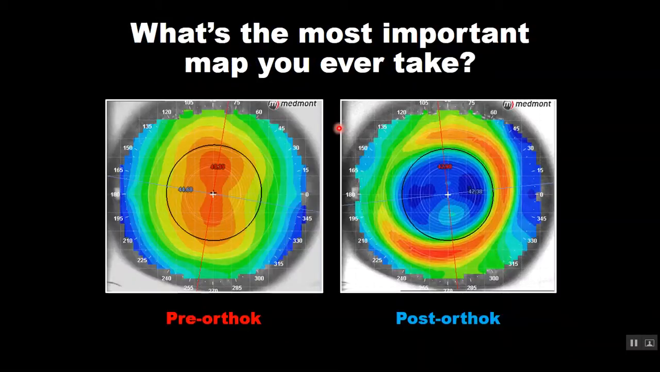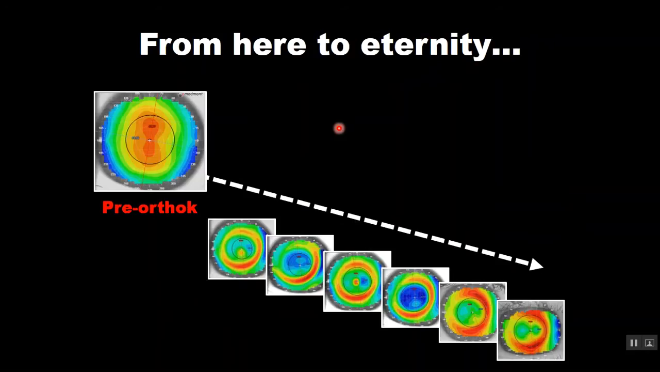Now, a question that you might ask is, what's the most important topography that we take? Is it the pre-Ortho-K map or the post-Ortho-K map? And consider that we will never have another baseline again. Once we begin a patient in Ortho-K treatment, they have an altered corneal shape. And that corneal shape may have some fluctuation from visit to visit, but for the most part, we're not seeing the true baseline shape unless we wash patients out of Ortho-K.